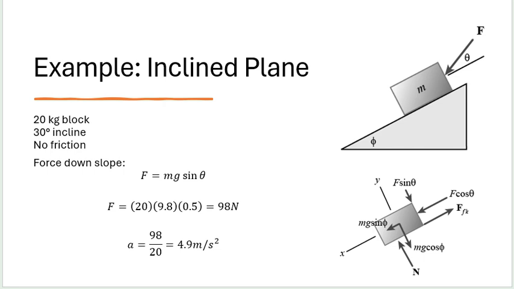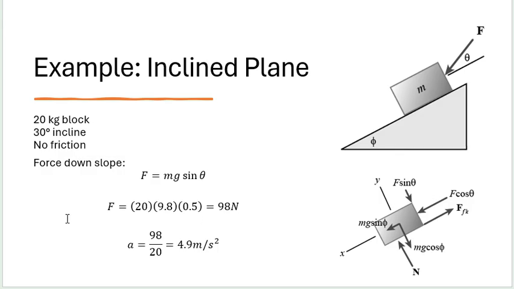Your example is an inclined plane right here. Another one, and you have a 20 kilogram block, 30-degree incline, no friction, and your force is going down the slope. So the slope is like this, and your force is like that, and you have your mass and your acceleration due to gravity, and of course we know that sine theta is going to be on your y-axis. Yeah, so here, bring back that.